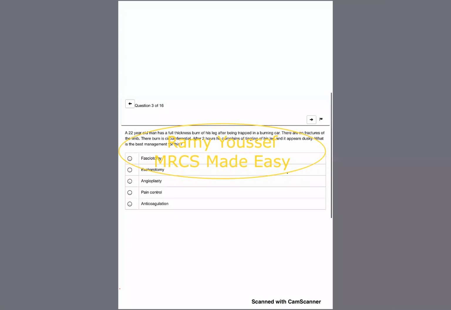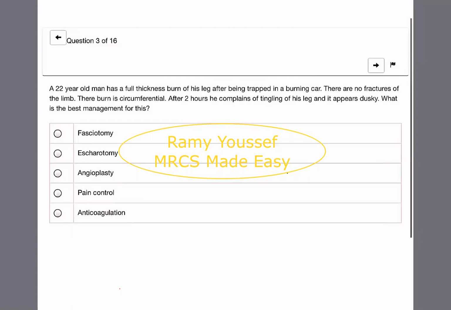Next question. A 22-year-old man has a full thickness burn of his leg after being trapped in a burning car. There are no fractures of the limb. The burn is circumferential. After 2 hours, he complains of tingling of his limb and it appears dusky. What is the best management for this?